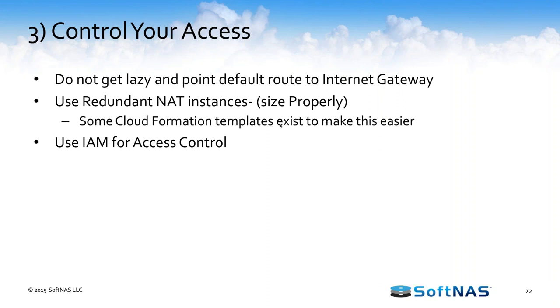There are some great CloudFormation templates available from Amazon on creating a highly available redundant NAT instance. And again, make sure you size those instances properly. The default NAT instance size is an M1 small, which may or may not suit your needs depending upon the amount of traffic you're going to use.